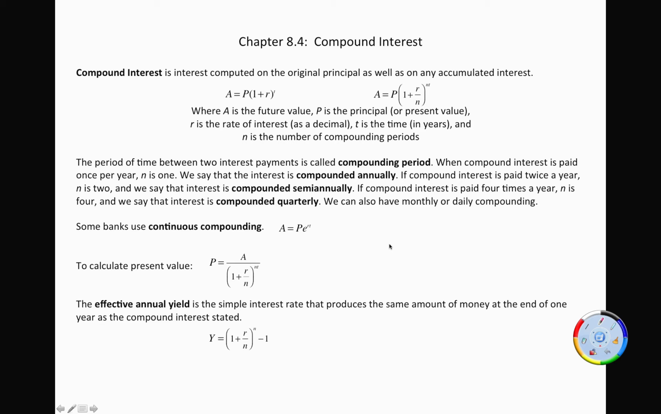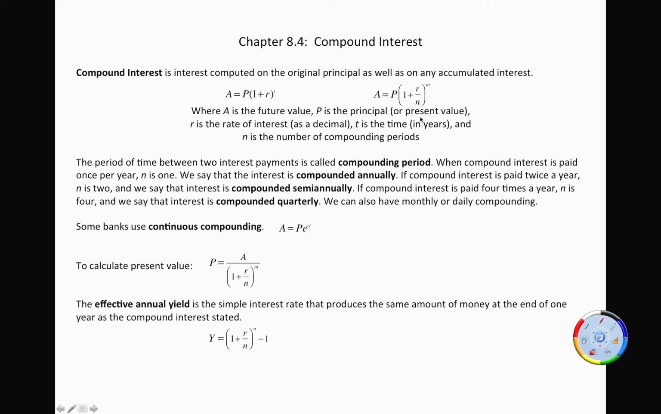Chapter 8.4, Compound Interest. Compound interest is interest computed on the original principal as well as on any accumulated interest. Recall from the previous section when we talked about simple interest, it accrues only on the principal. Compound interest allows your interest to earn interest.